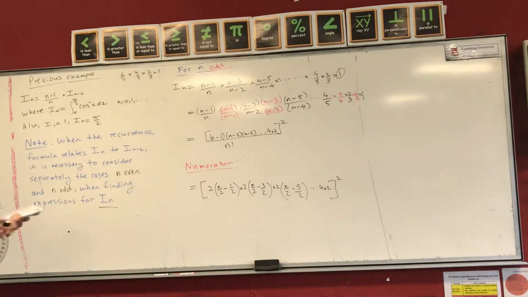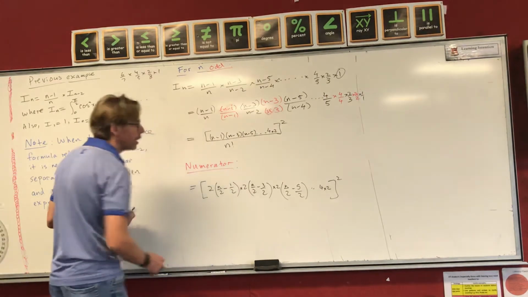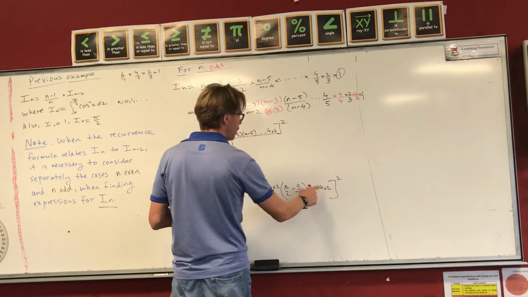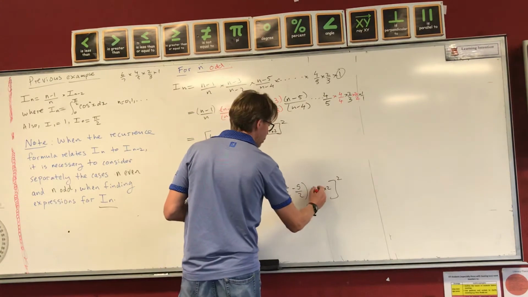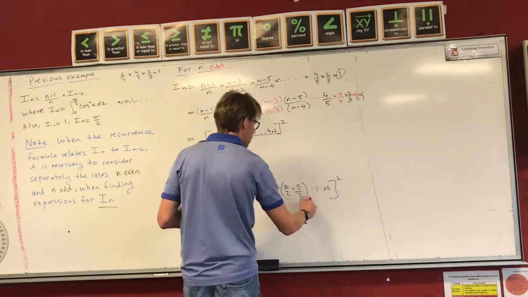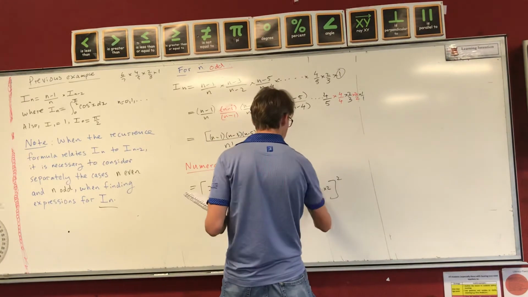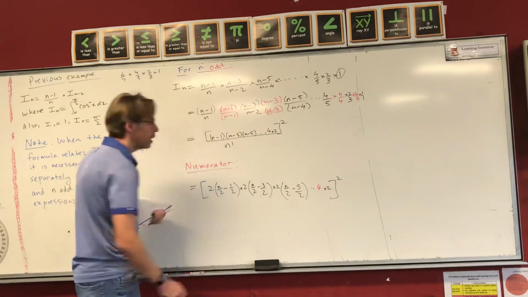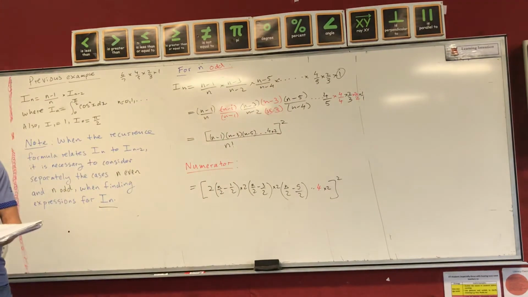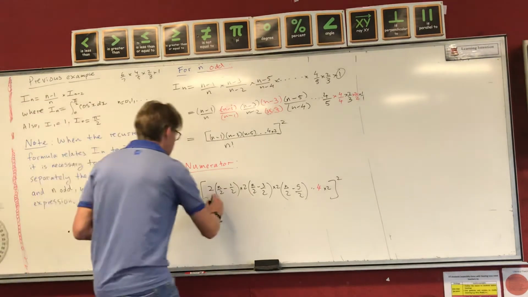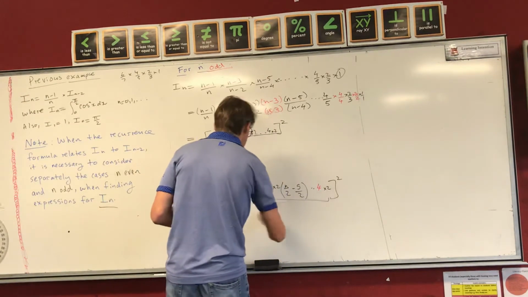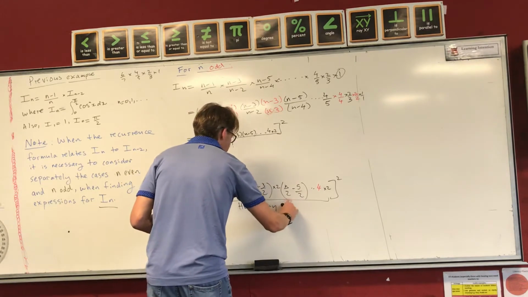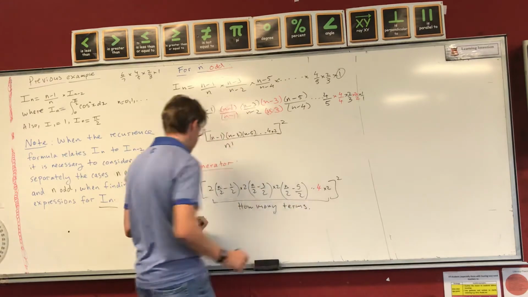Now, I guess we could take out 4 for each term, 2 for each term. I could write that as 2 by 2, but we'll keep it as 4 times 2. That's okay. Now, next part. How many terms are here? Right, now how many terms are here?